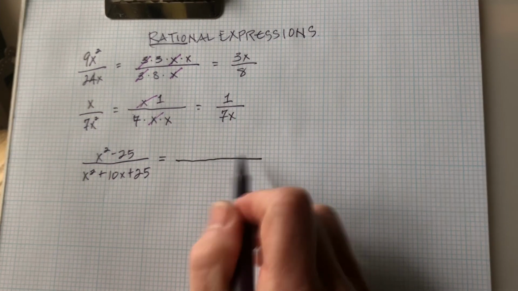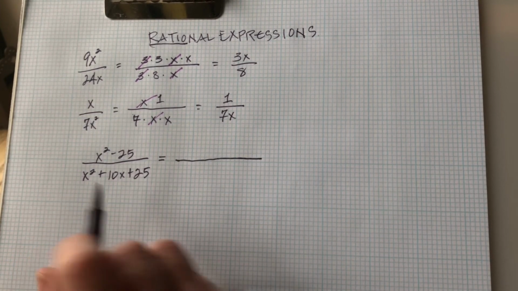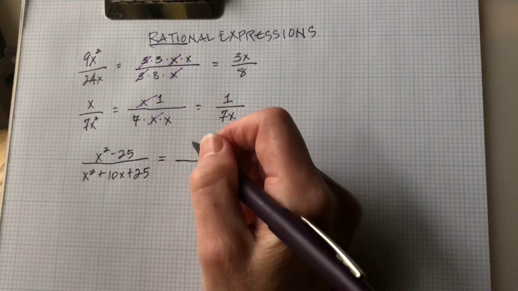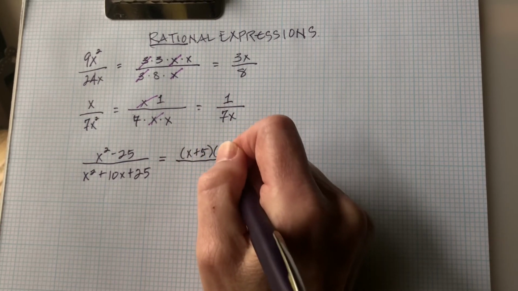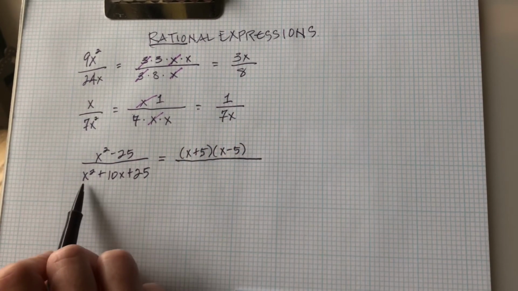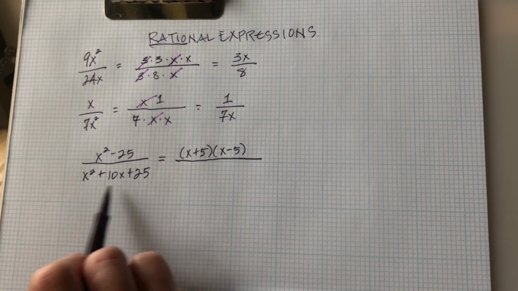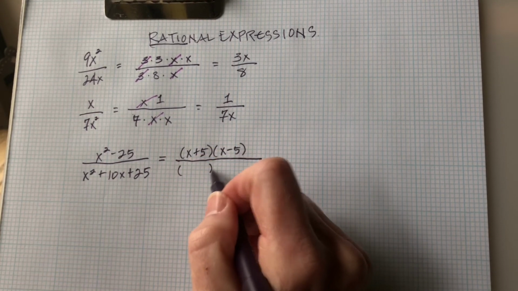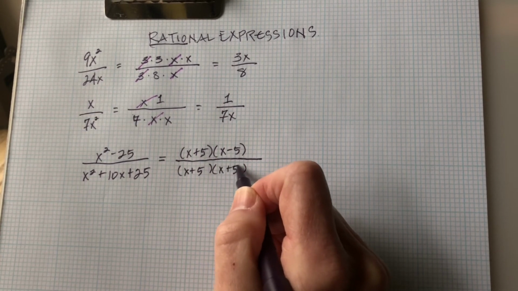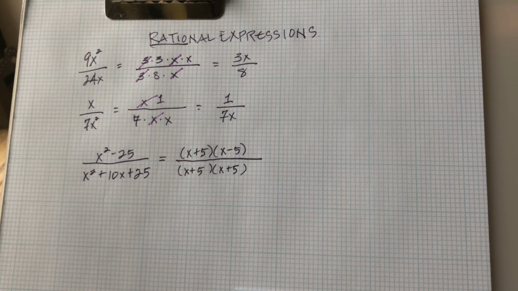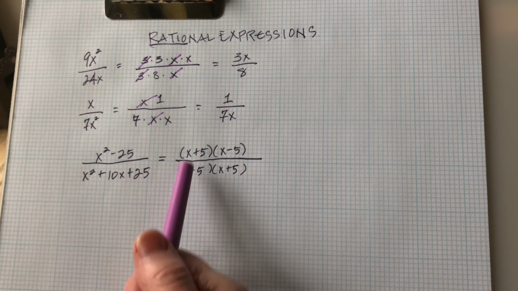So there's another video I've posted on difference of squares factoring. So check that out if you need a review. But x squared minus 25 will factor into x plus 5 times x minus 5. And then this expression is a trinomial square, and it factors into x plus 5 times x plus 5. So being confident in your factoring and being accurate in your factoring is super important to get correct answers when you're simplifying rationals.